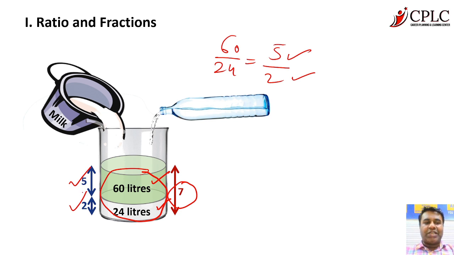Got it? So ratio is basically the simplified form of the given values. So ratio is not actually a value, but is the simplified form. Now, when I talk about ratios, as I said, the ratio of milk and water, milk is 2 and water is 5. Correct? Now, let us try to find out the ratio of milk and water out of total.